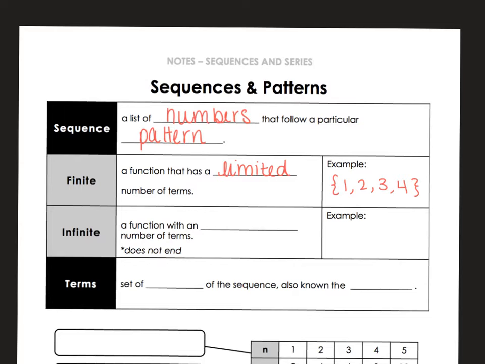On the other hand, we have an infinite sequence, and that's a function with an unlimited number of terms. That basically just means it does not end. So for instance, it'd be like 1, 2, 3, 4, and so on. Okay, so we also have terms, which is our set of values of the sequence, and that's also known as the range.